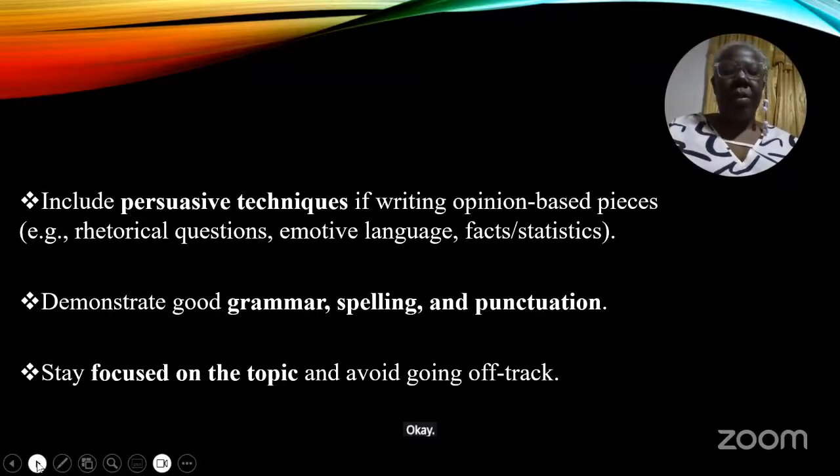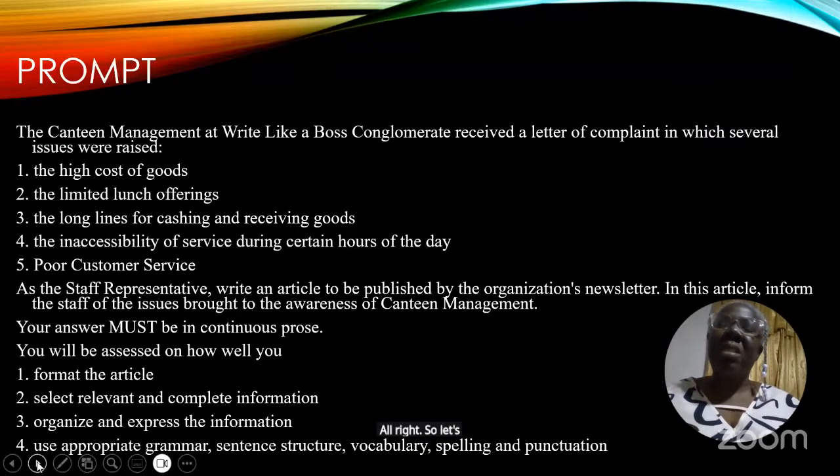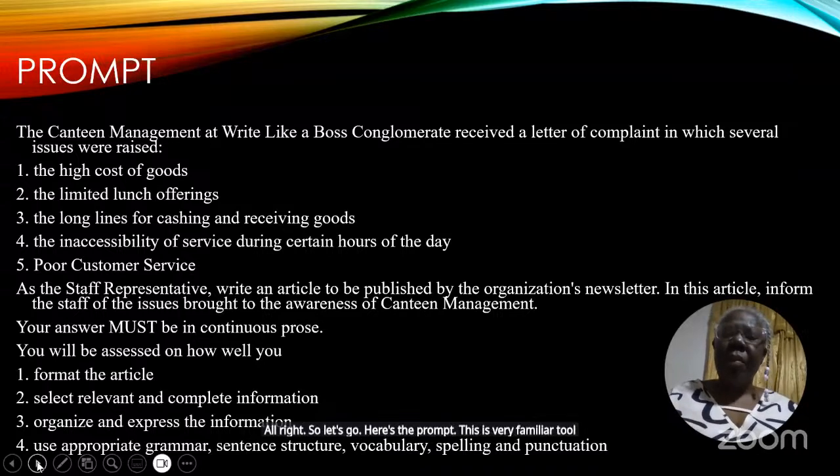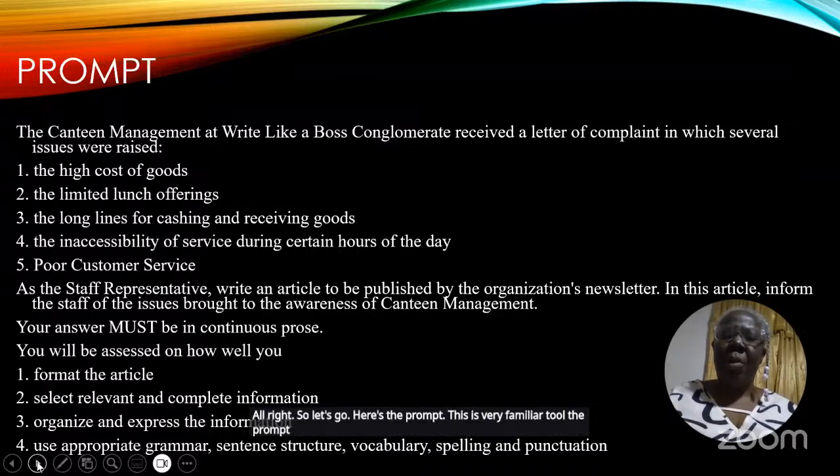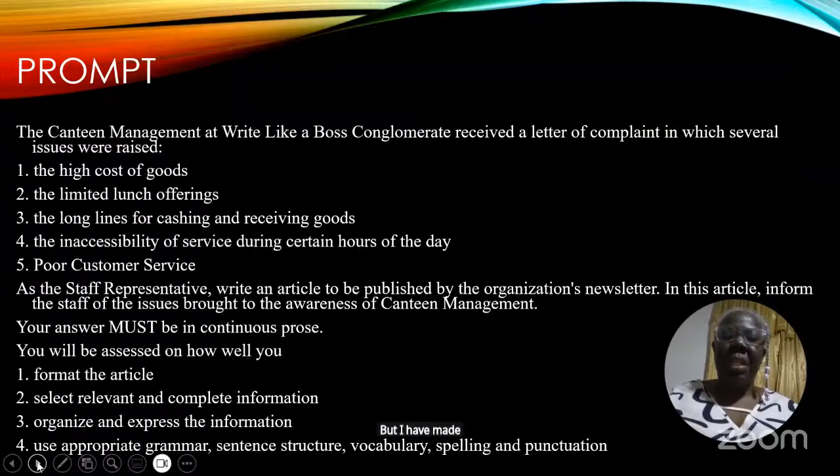All right, so let's go. Here's the prompt. This is very familiar to the prompt that I was speaking about in the 2025 January paper 2, but I have made a little adaptation of it, so it's not the exact thing.